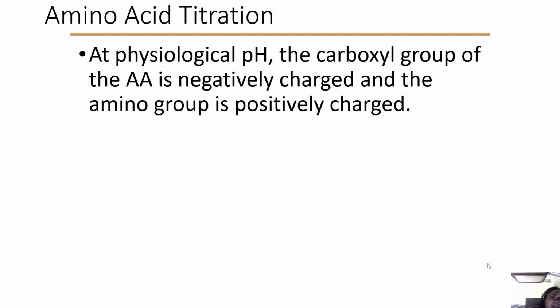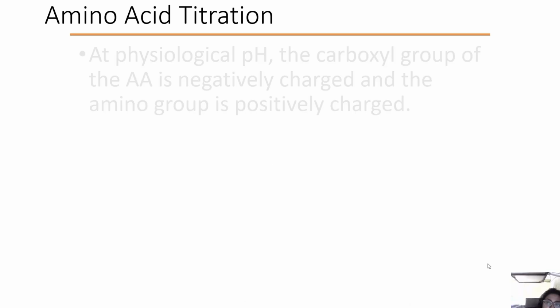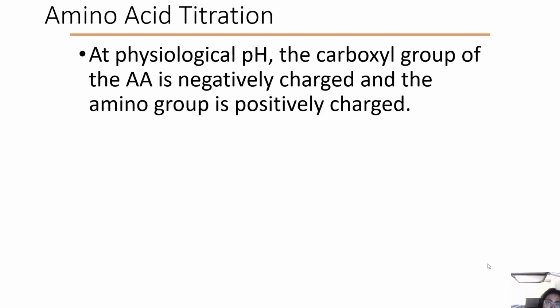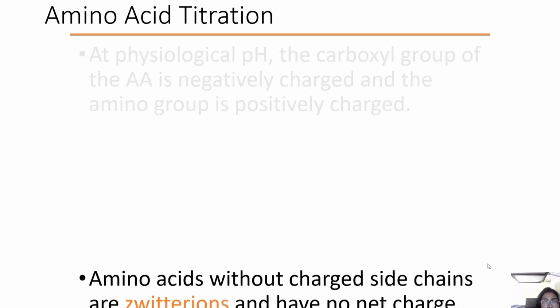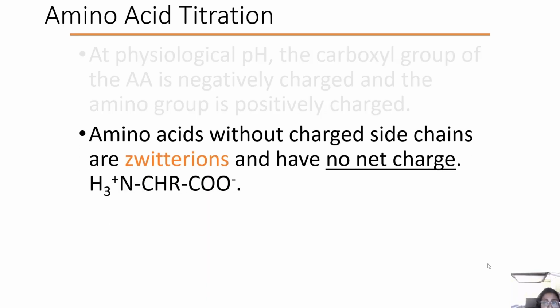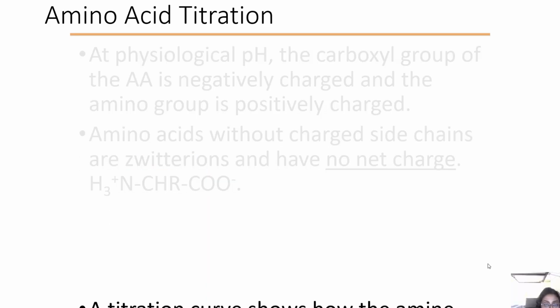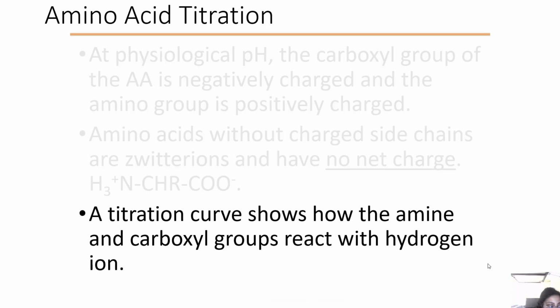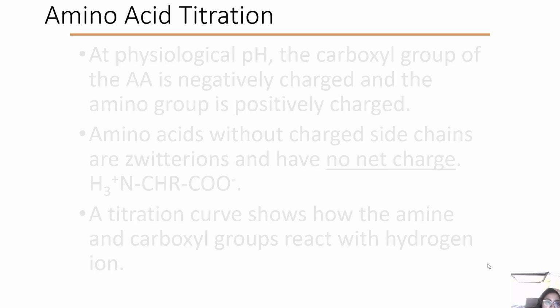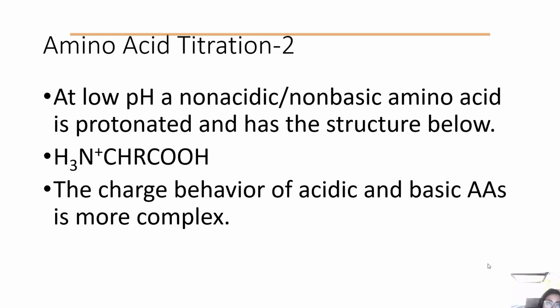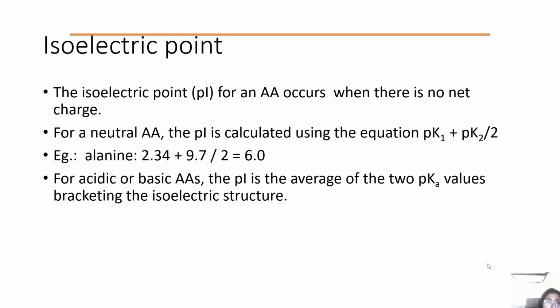Now, if you talk about amino acid titration at physiological pH, the carboxyl group of the amino acid is negatively charged and the amino group is positively charged. So, without charged side chains, it will be a zwitter ion and have no net charge. A titration curve shows how the amine and the carboxyl groups react with hydrogen ion. At low pH, a non-acidic or non-basic amino acid is protonated and has the structure below. The charge behavior of acidic and basic amino acids is more complex.